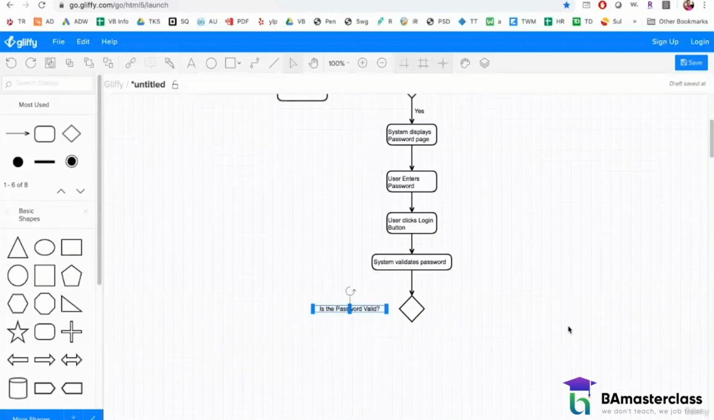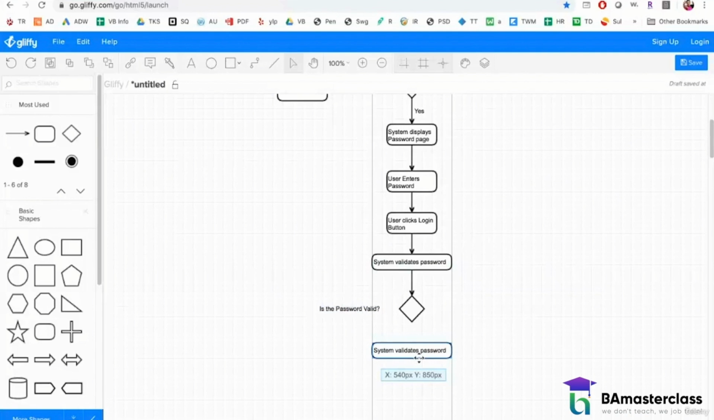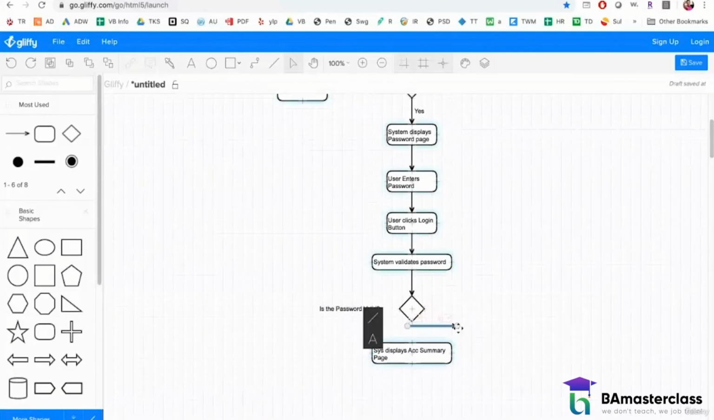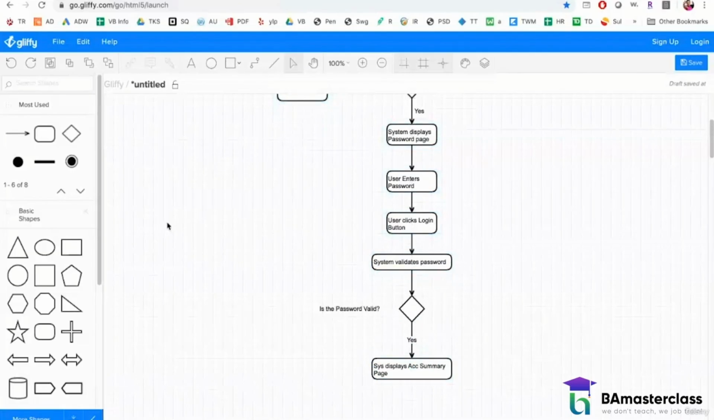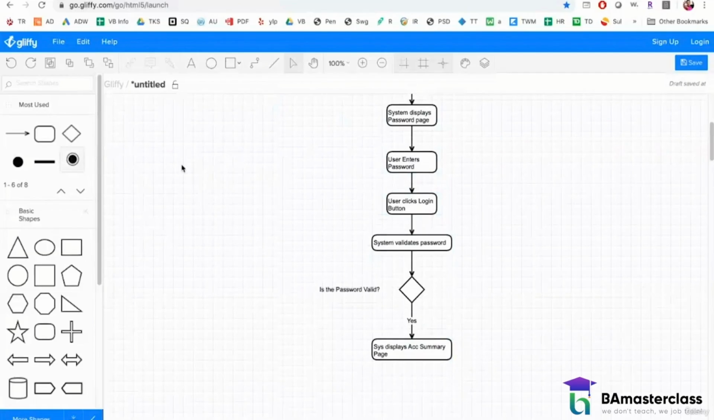All right. If yes, what happens? System redirects to summary page. System displays account summary page. What happens next? Nothing. My use case, it's over, so it's an endpoint. Get it?